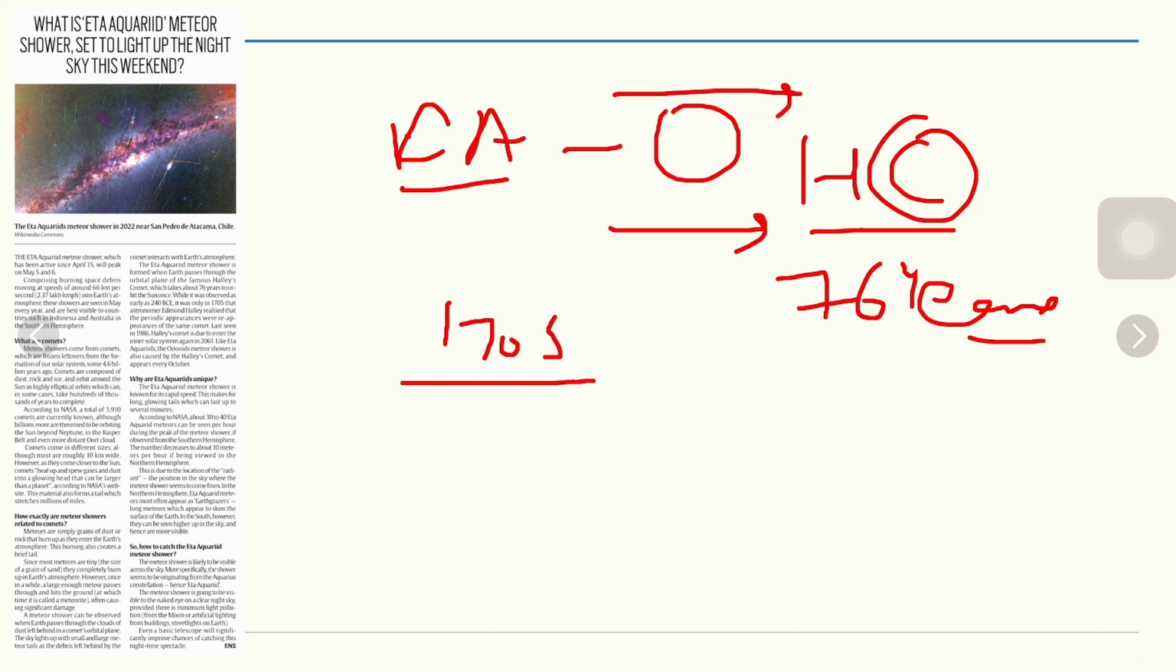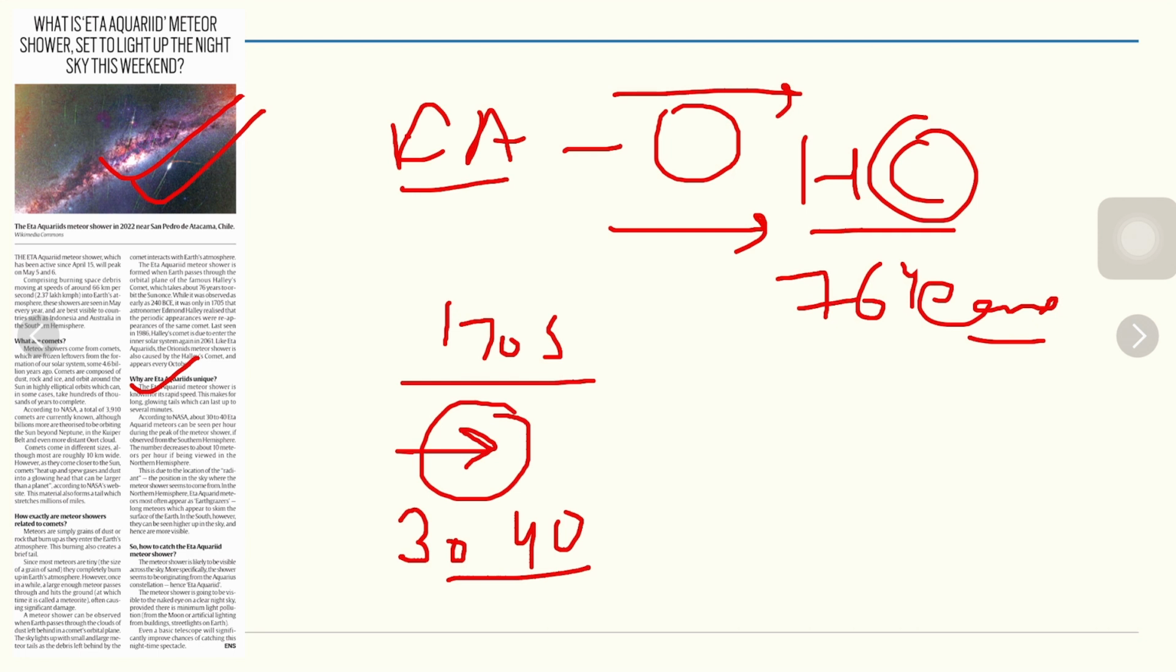So why are the Eta Aquariids unique? The Eta Aquariid meteor shower is known for its rapid speed. This makes for long glowing tails which can last up to several minutes. According to NASA, about 30 to 40 Eta Aquariid meteors can be seen per hour during the peak of the meteor shower. If observed from the southern hemisphere, the number is higher, decreasing to about 10 meteors per hour if viewed in the northern hemisphere.